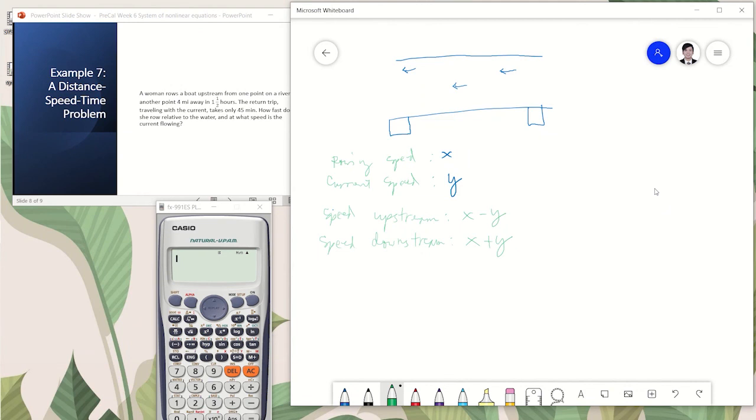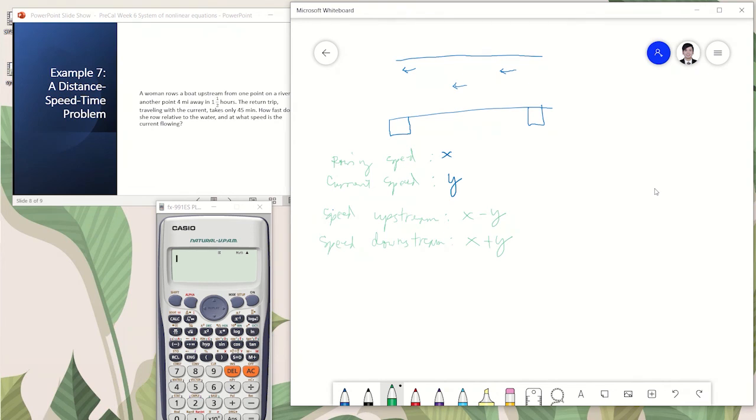So why is it a minus? Because in the first place, the woman or the boat will be slower because she is against the current. The speed of the woman will depend on how fast the current is. And the speed downstream, since she is now going to follow the flow of the current, it will help her reach the original location. So x plus y.